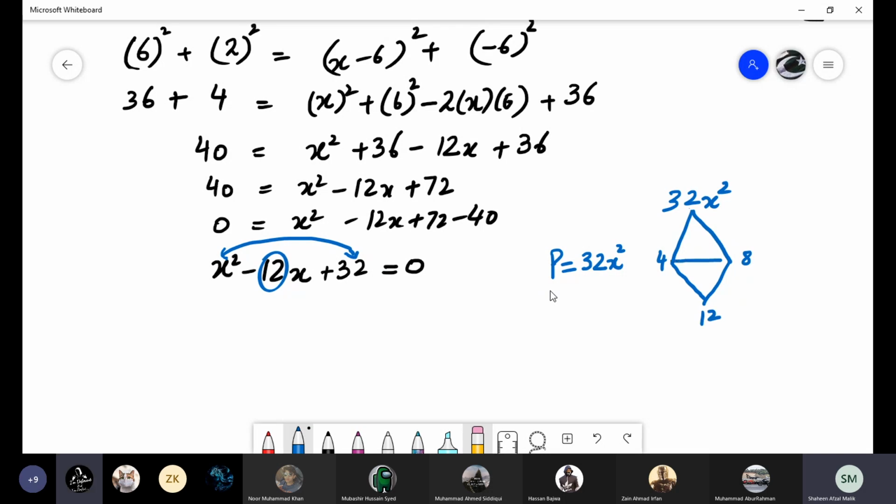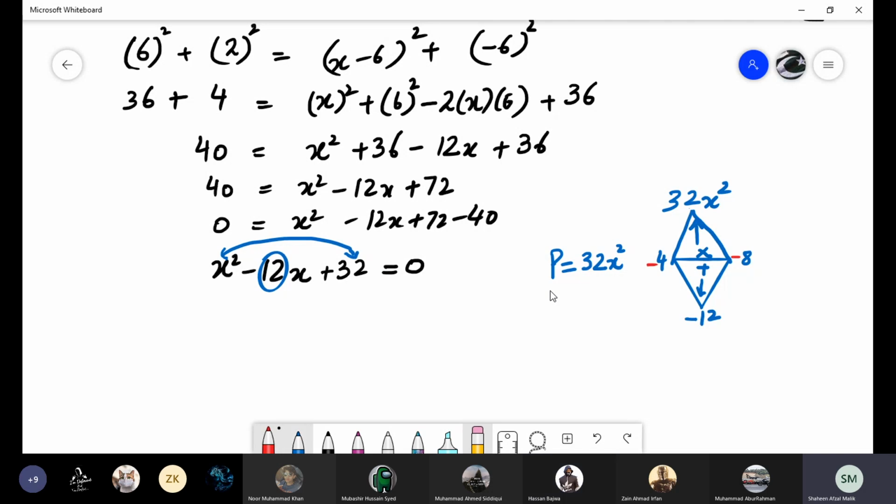We have to find the factors. If we multiply these two factors, we should get the product, and if we add these two factors, we should get the middle value. So 4 and 8 are those two factors. If we add them, we are getting 12. If we multiply them, we are getting 32. But the signs for these 4 and 8, we have to write according to the middle sign. The middle sign is negative 12. So how can we get negative 12 from 4 and 8? Minus 4 and minus 8.